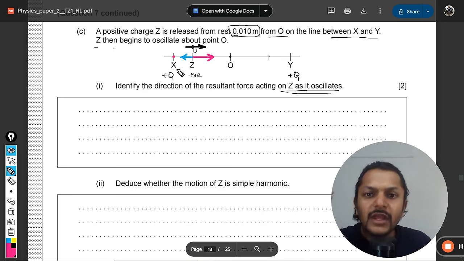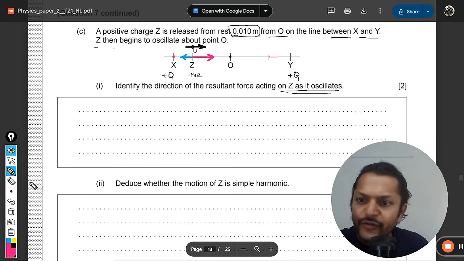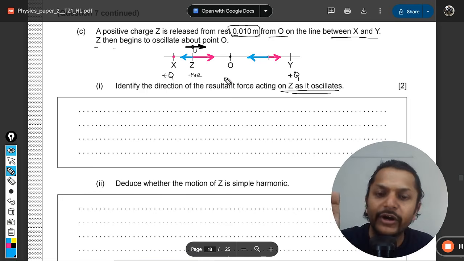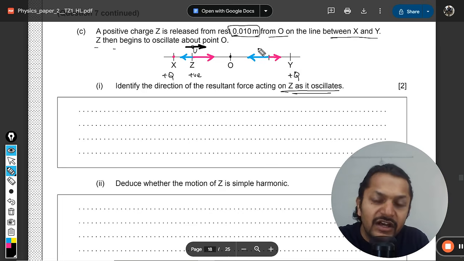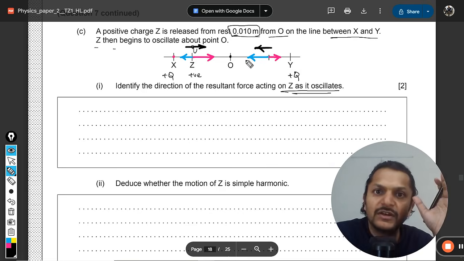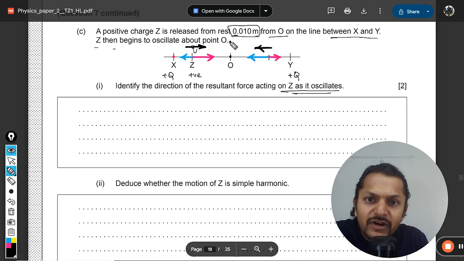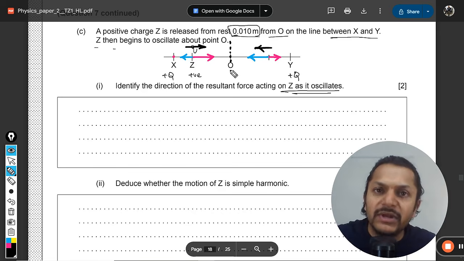So because of X, this force will become lesser, but the force due to Y will be much more, and it will be like this. So what will be the resultant force here? Even now the resultant force is looking towards the mean position. So in both of the cases, the restoring force is always pointing towards the mean position.